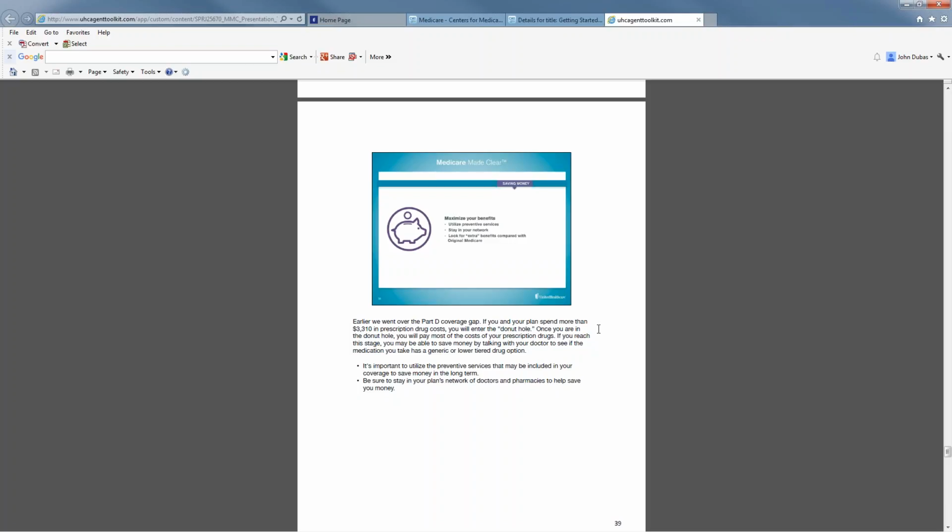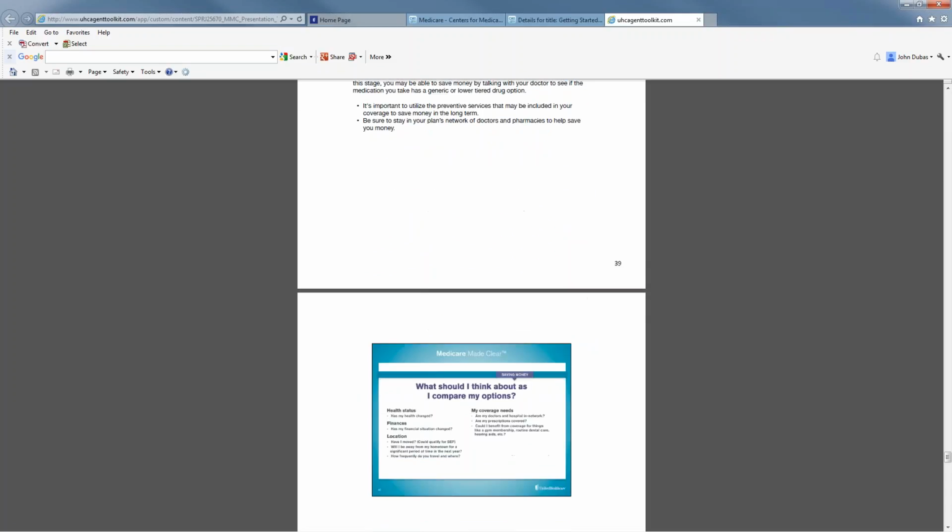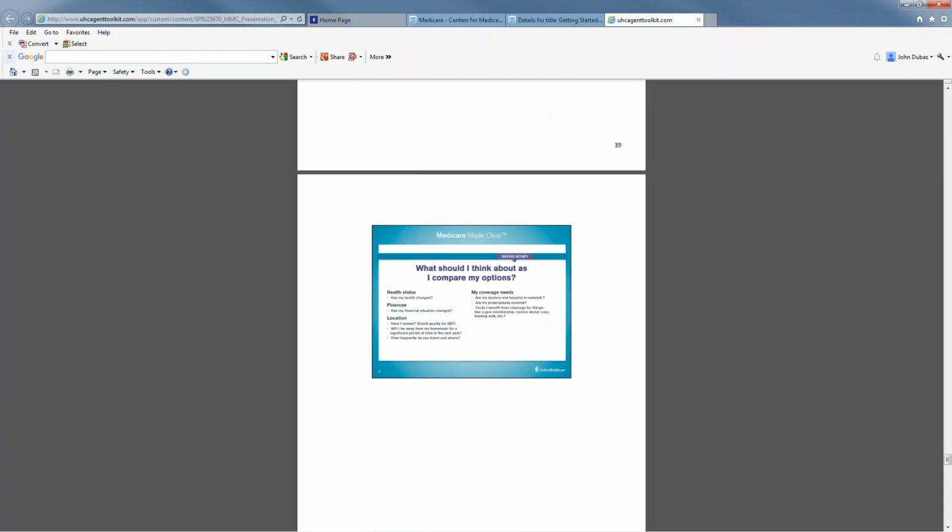Remember, the government says the plans have to cover drugs in a plan type. They don't specify which drug and in which tier it is covered. So it's important to make certain that we utilize preventative services to save money in the long term, and that if you are in a plan that has a network of both doctors and pharmacies, we adhere to that to save the money.